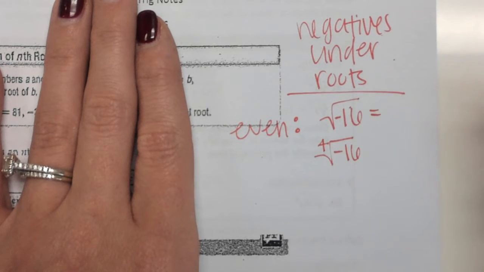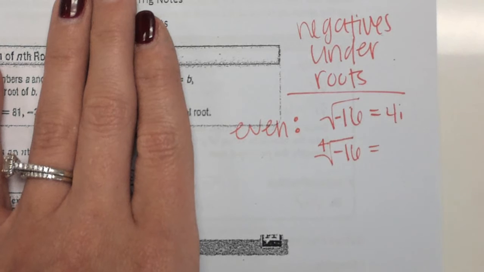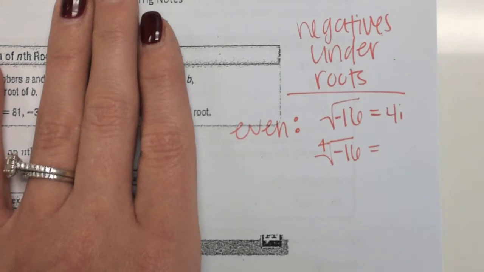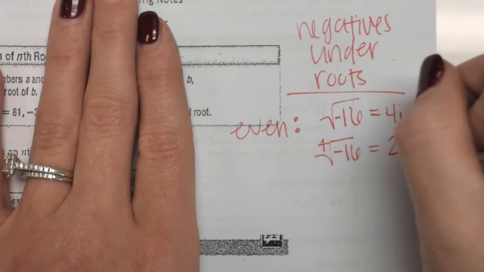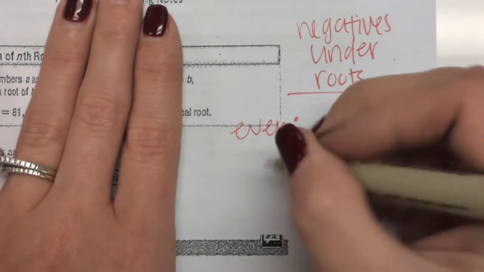Sid, you said this would be what when we take the square root? 4i. Yes. And what about the fourth root of negative 16? Anybody know? 2i. We'll get to how to think of that in a minute. But yes, it's 2i. So anytime you have negatives under an even root, it's going to be an imaginary number.